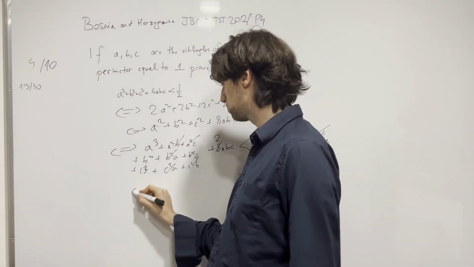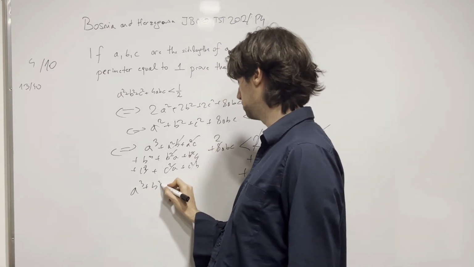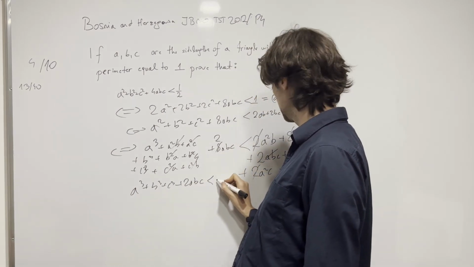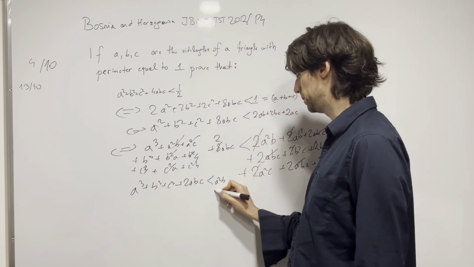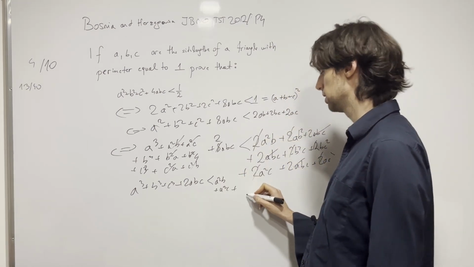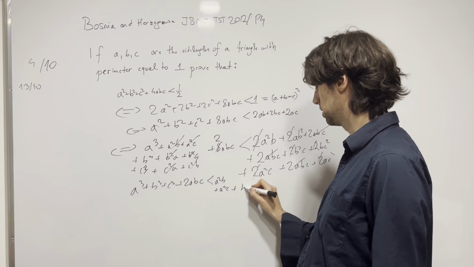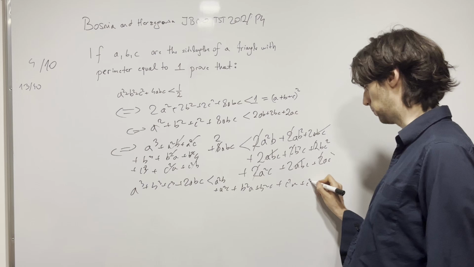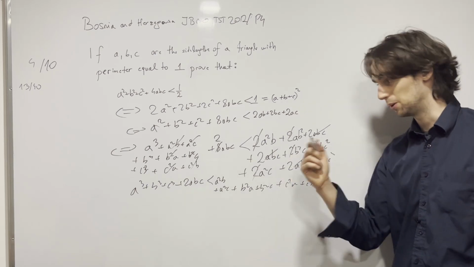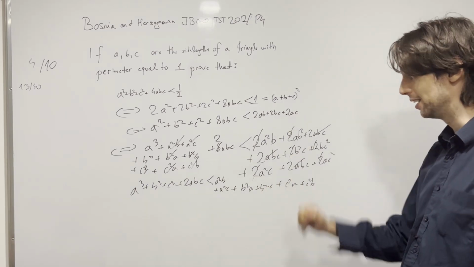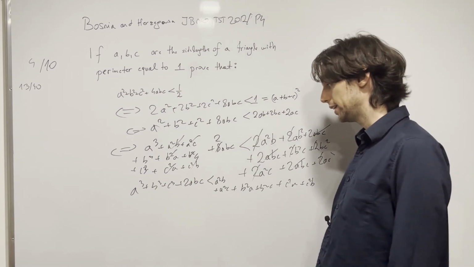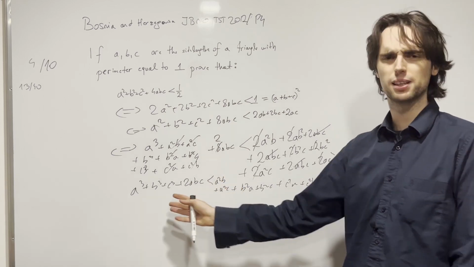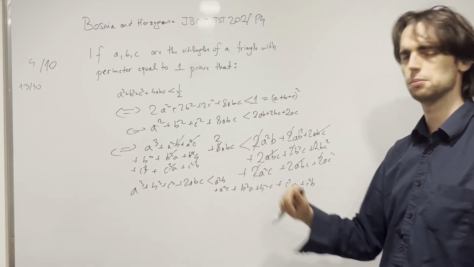And we're left with needing to prove that a cubed plus b cubed plus c cubed plus 2abc is less than a squared b plus a squared c plus b squared a plus b squared c plus c squared a plus c squared b. Now what do we do? We're still not done. So here I can invite you to pause and try to push the problem further for the next 5 minutes. See what you get from here.